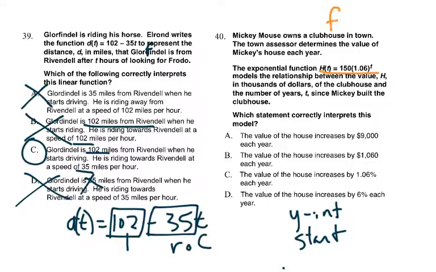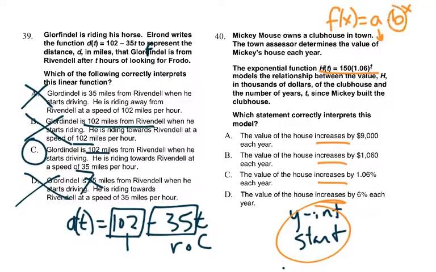So exponential, remember, is a times b to the x. So a is your y-intercept, your starting point. Okay, so these are all talking about how the house is increasing. Okay, so that would be the b, which is 1.06.